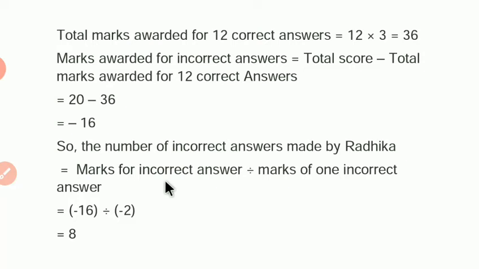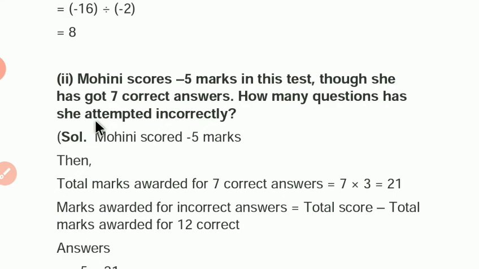So how to find? As we have seen before in this type of question, we have to divide marks for incorrect answers by marks of one incorrect answer. So marks for incorrect answers is minus 16 and marks for one incorrect answer is minus 2. So 2 8s are 16 and minus is cancelled by minus. So for 8 questions, it means she has done 8 incorrect answers, that's why she got minus 16 marks.